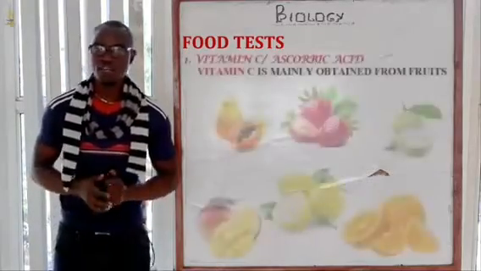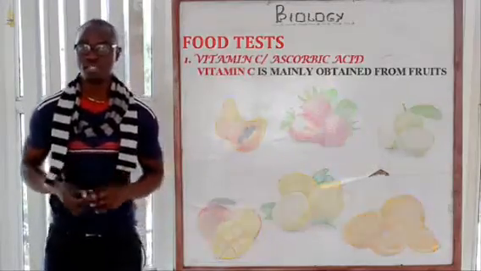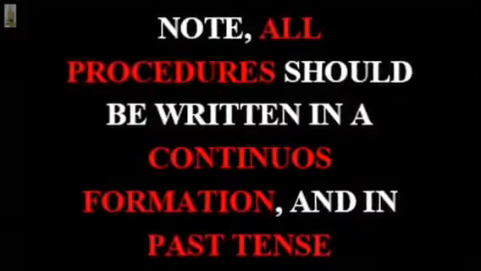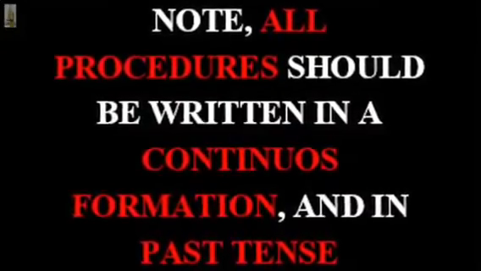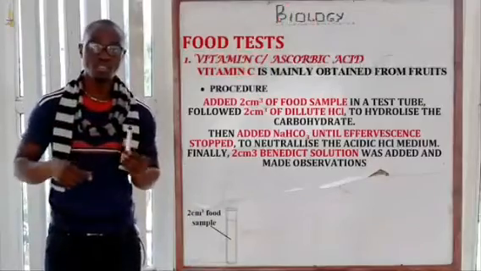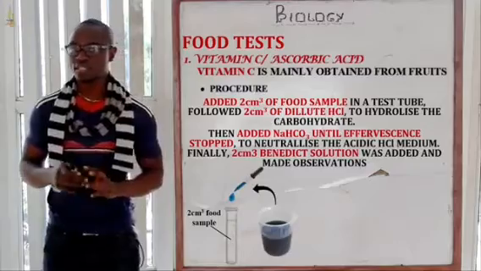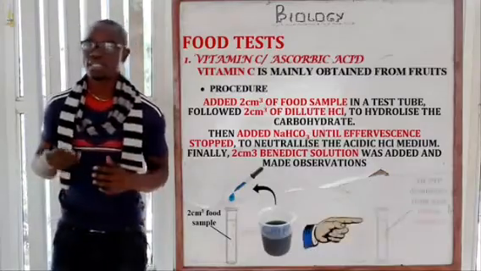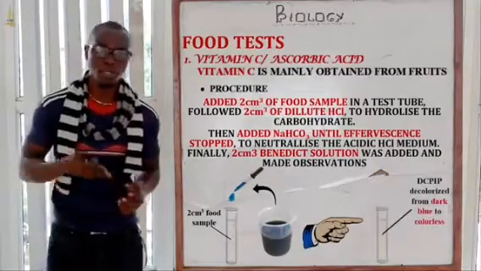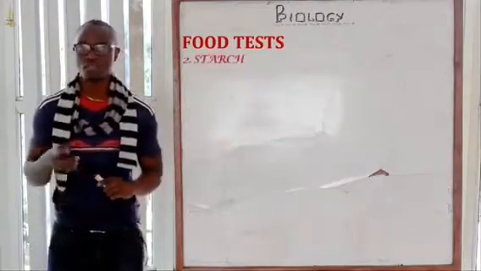So let's begin with the first one, which is the simplest, testing for vitamin C. How will you test for vitamin C? You take the food sample, put it into the test tube, and then add a few drops of DCPIP. If vitamin C is present, the purple color of DCPIP will change from purple to colorless. That is vitamin C.